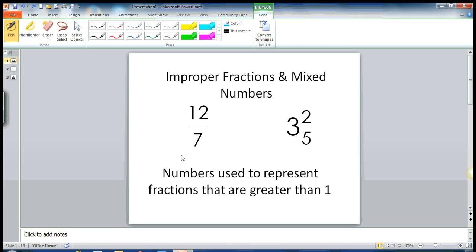Our general class definition of how we explain the importance of improper fractions and mixed numbers is that they are numbers used to represent fractions that are greater than 1. Because when we began to discuss fractions, we talked about them representing quantities that were less than 1. Now we can extend that learning to explore fractions representing amounts that are greater than 1. Let's take a look at the first example.